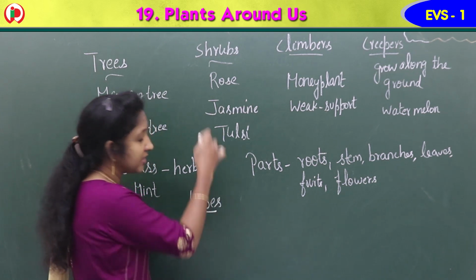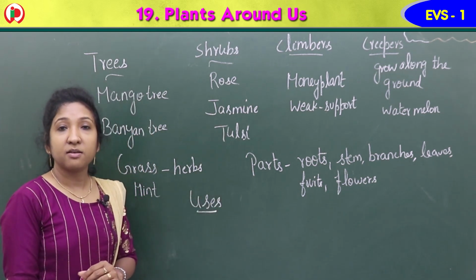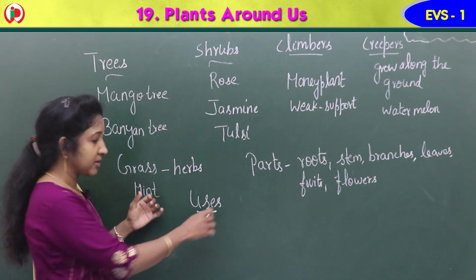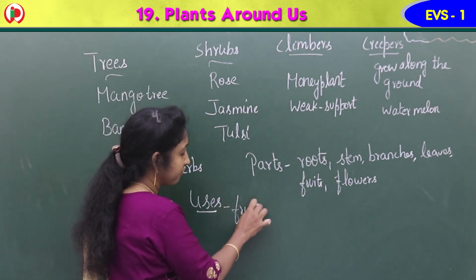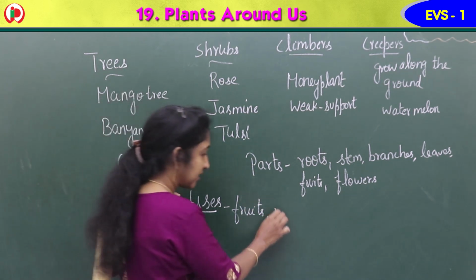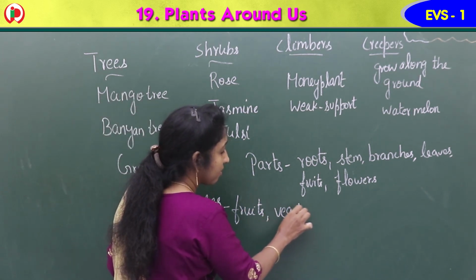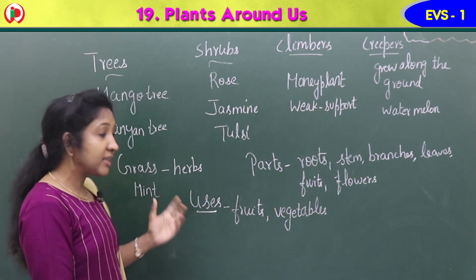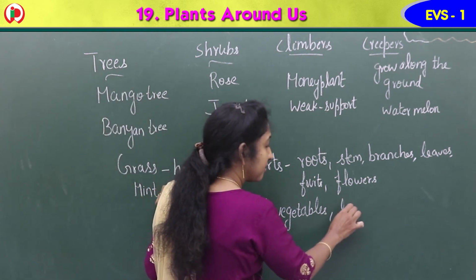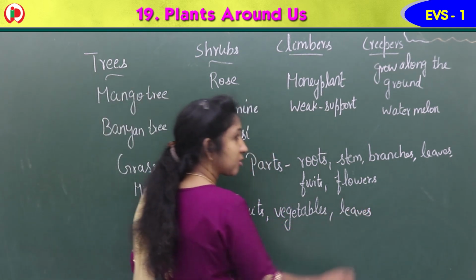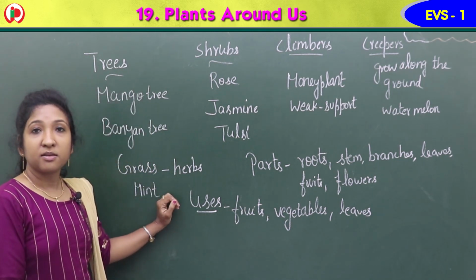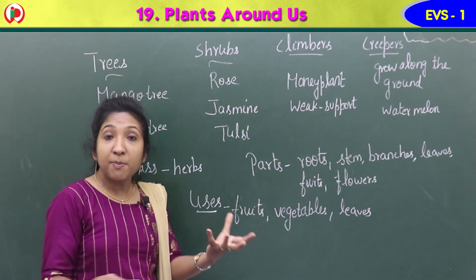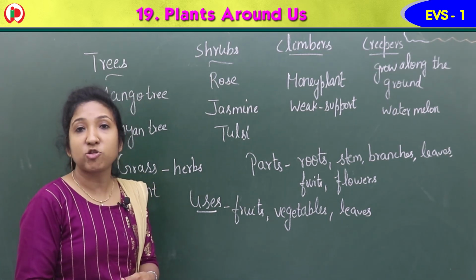Uses of a plant. Plants give us food because they give us fruits and vegetables. Then leaves of some plants we eat, leaves of cabbage and spinach. From plants we also produce oil. From the sunflower plant we get oil.